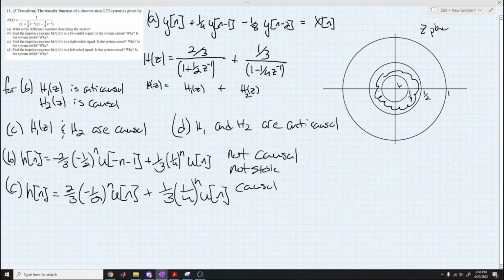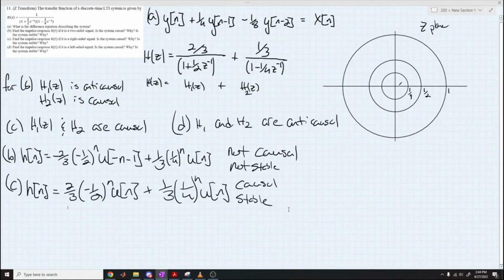And is it stable? Well, yes, because now we're talking about a region of convergence. We're talking right-sided, so it has to be the intersection of them. So we are going outward, and that region of convergence includes my unit circle, so it is stable.